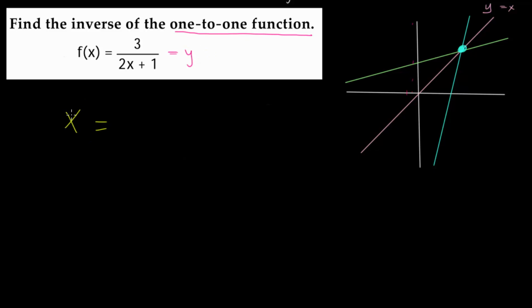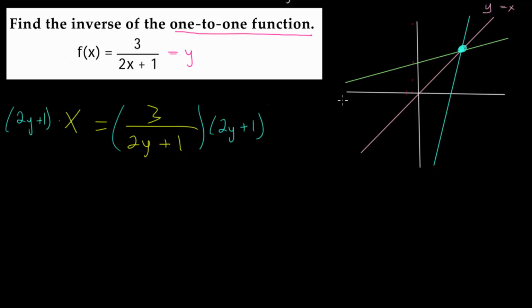So instead of y being here, we now have x. This is 3 over 2y plus 1. And since we need to resolve this for y, we need to get y out of that denominator. So we multiply both sides of the equation by that denominator, that expression, 2y plus 1. And on the right-hand side, it will cancel out.